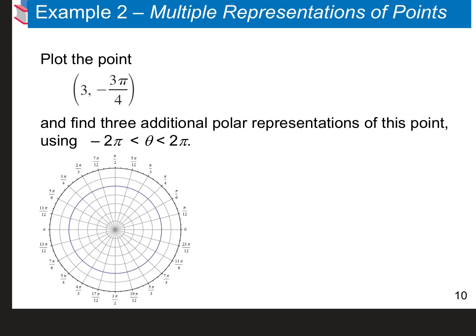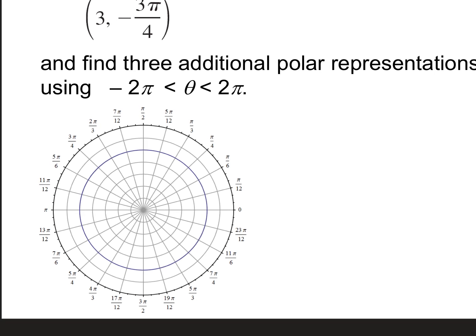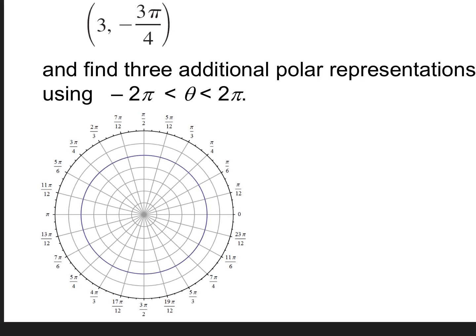So example 2, we want to plot the point (3, -3 pi over 4). So first thing we want to do is find out where -3 pi over 4 is. So 3 pi over 4 would be over here. So I would go in the negative direction to here.